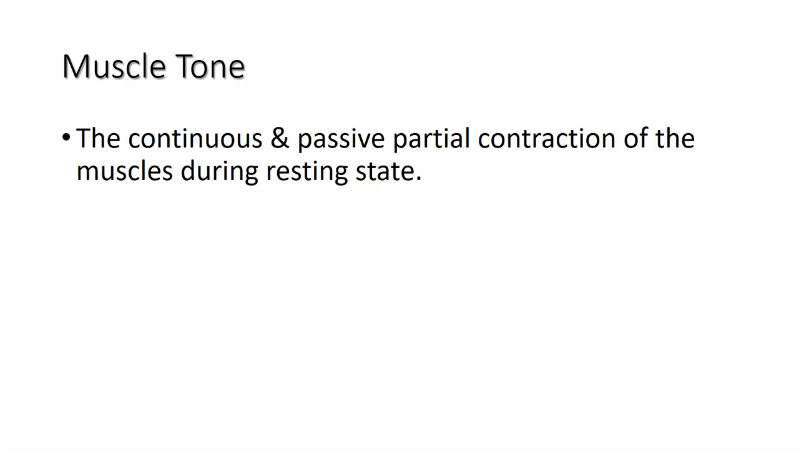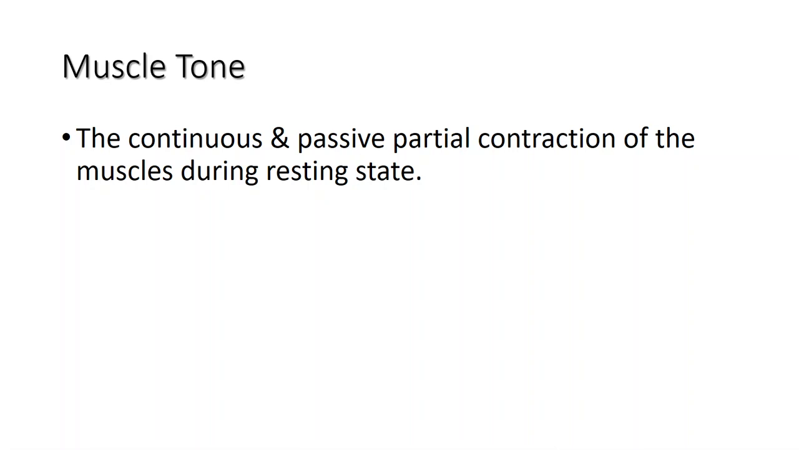In physiology, muscle tone is the continuous and passive partial contraction of the muscles during the resting state. Clinically, it is the muscle's resistance to passive stretch during the resting state. Even if a muscle is not producing movement, it is contracted a small amount to continually stabilize joints and maintain posture.